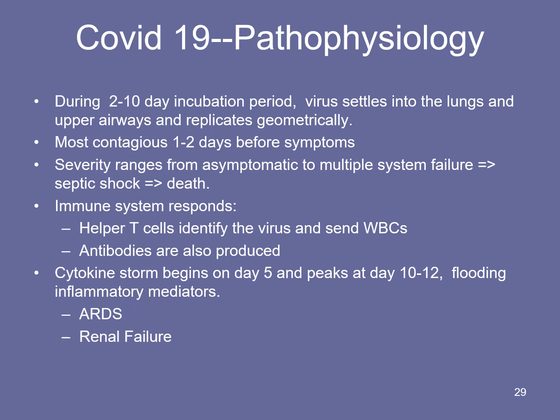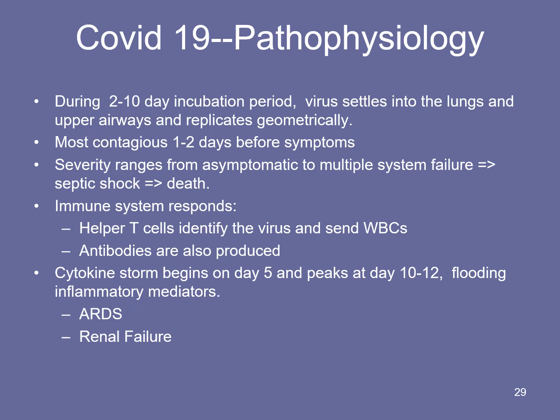And then, again, the immune system responds. The helper T cells identify the virus and they send white blood cells. Antibodies are also produced. And unfortunately, part of the process was a cytokine storm that begins about day 5 and peaks at about 10 to 12 or 14 days, and that's really flooding the airway and other parts of the body with inflammatory mediators. Those patients would often develop ARDS, but they could also develop things like renal failure, heart failure, clotting disorders, and the like. So obviously it was a huge deal.